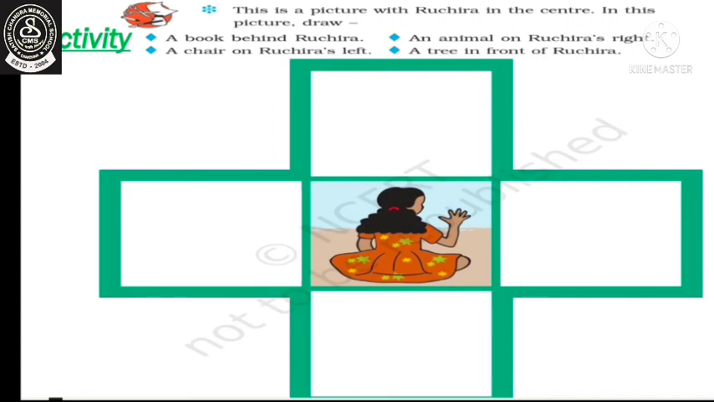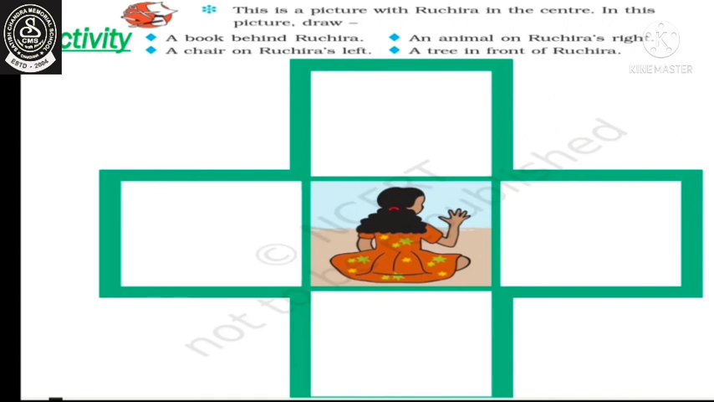In the second one, a chair on Ruchira's left. That means we have to find Ruchira's left side also. Then an animal on Ruchira's right. So we have to find Ruchira's right side also. And in the last, a tree in front of Ruchira. So we have to find out the front direction also. So let's start. Let's do this.